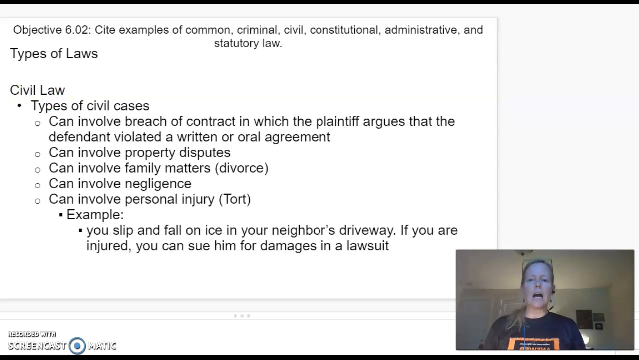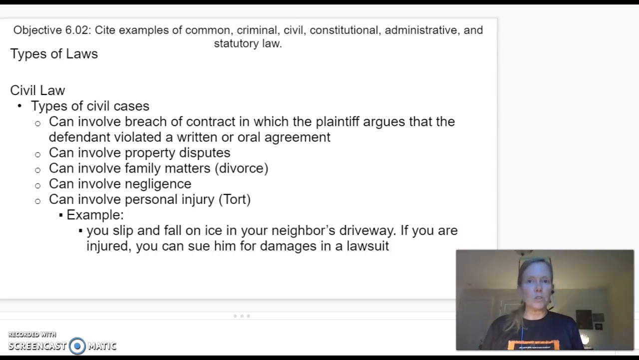So here's some types, okay? So you can kind of get more examples. Everything is learning by examples in this class. A civil case can involve a breach of contract in which a plaintiff argues that the defendant violated a written or oral agreement. Have you ever watched Judge Judy? Most of these are civil cases. I guess all of these are civil cases. If you have a contract with somebody, written or verbal, because oral agreements hold up in most states, and that contract is violated and you want to take them to court over that, that is a civil case.